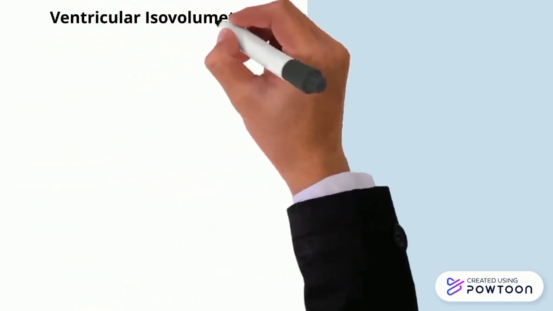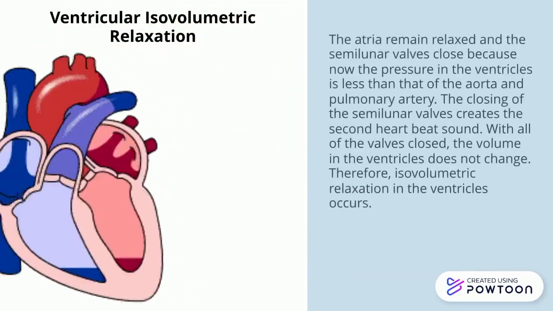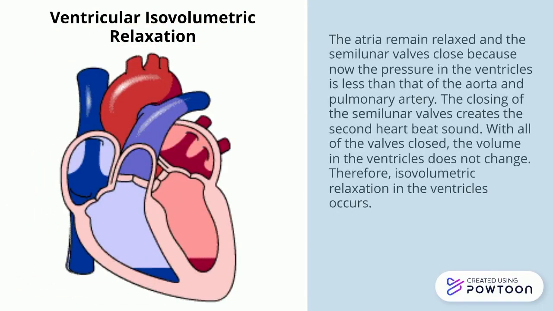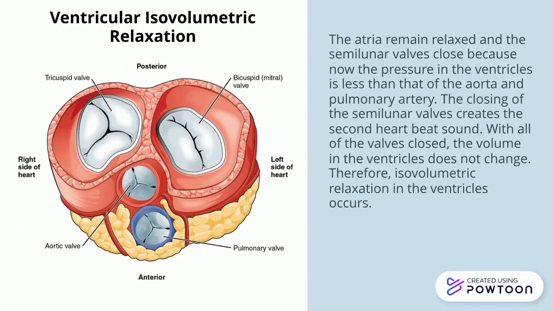The final phase is ventricular isovolumetric relaxation. The atria remain relaxed and the semilunar valves close because now the pressure in the ventricles is less than that of the aorta and pulmonary artery. The closing of the semilunar valves creates the second heartbeat sound. With all of the valves closed, the volume in the ventricles does not change. Therefore, isovolumetric relaxation in the ventricles occurs.